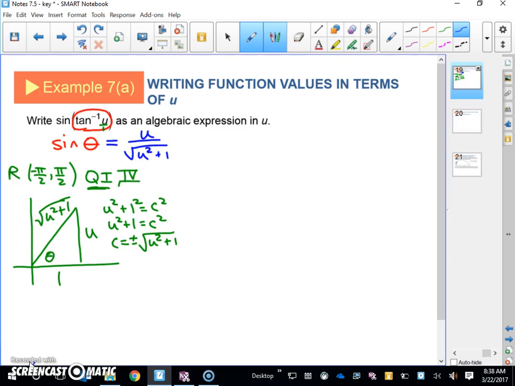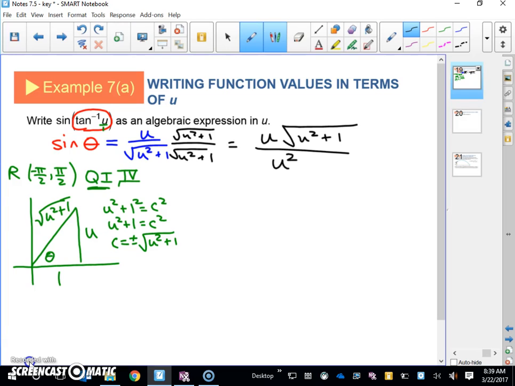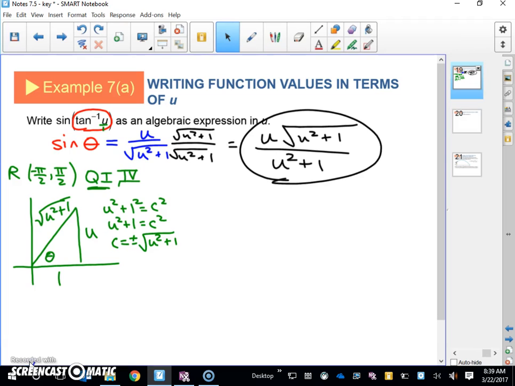And so we do what we always do. We rationalize the denominator. And that gets me this big old mess up on the top: u times the square root of u squared plus 1. On the bottom, the square root goes away. You can combine those. You get just regular u squared plus 1. And that's it. So maybe that's easier than having numbers. We didn't have to do a whole bunch of algebra and stuff with the numbers.